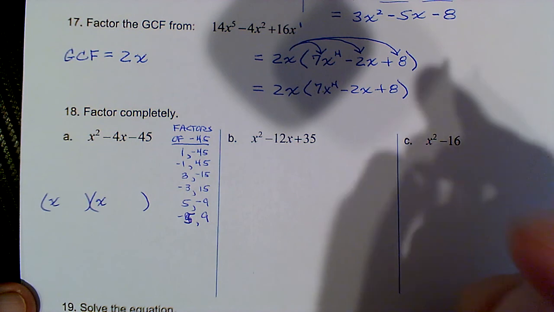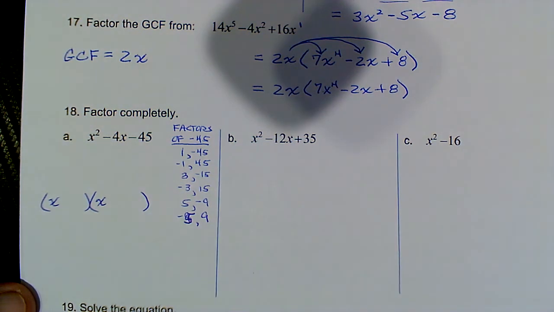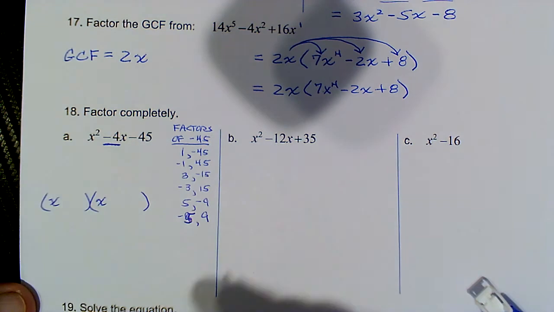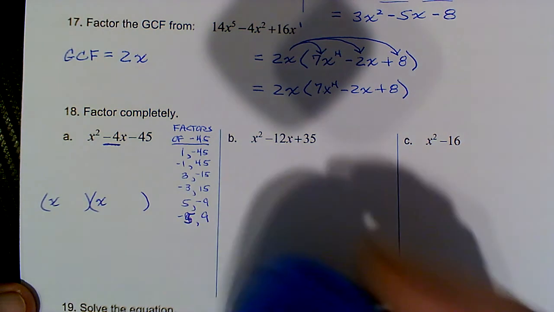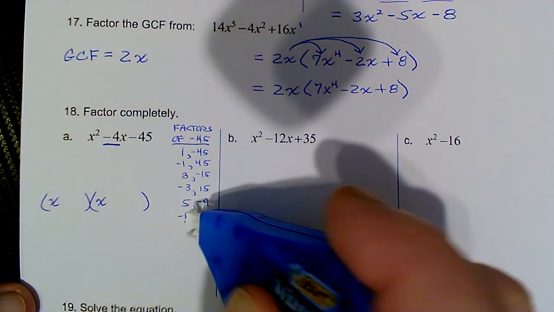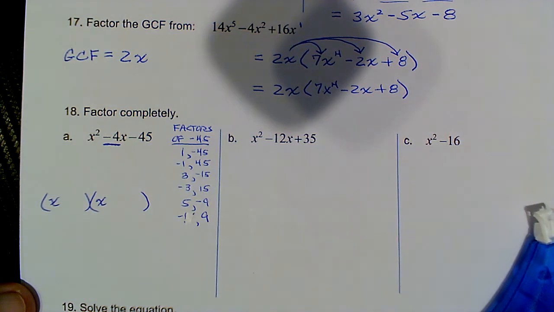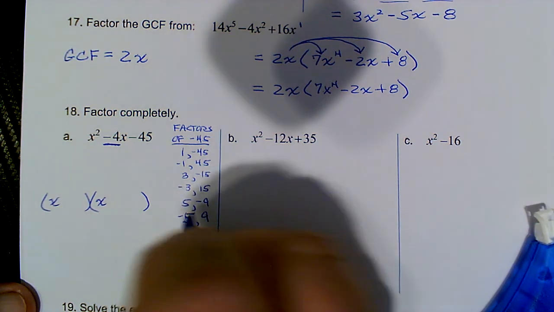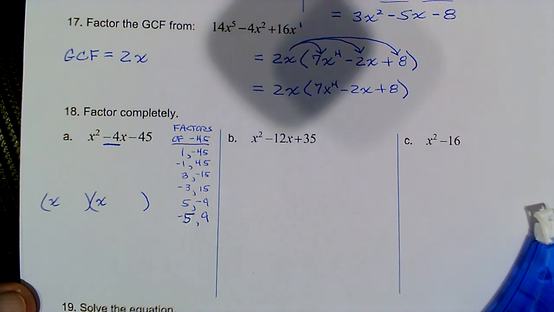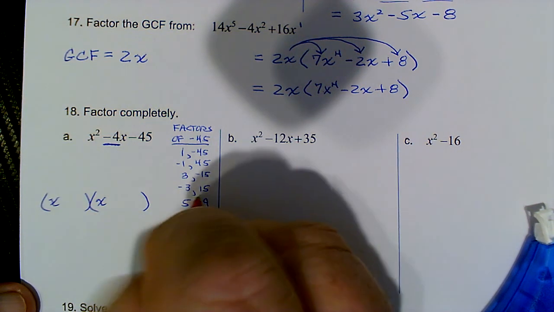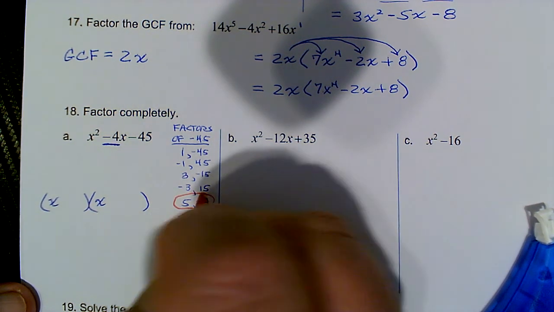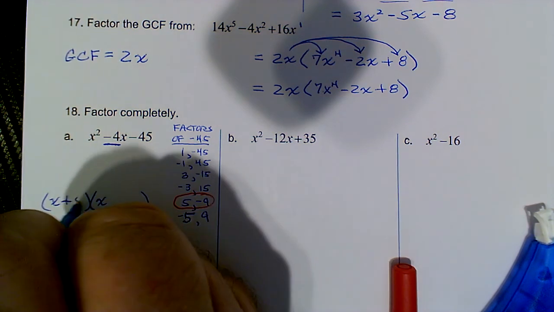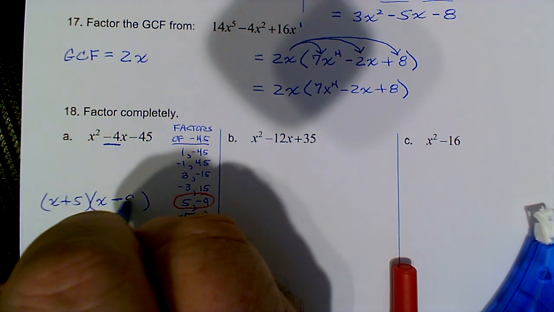And we're looking for the pair that combines to give us the coefficient of the middle term, so negative 4. That was a negative 5. And it looks like the pair that combines to give negative 4 would be a positive 5 and a negative 9. So x plus 5, x minus 9.